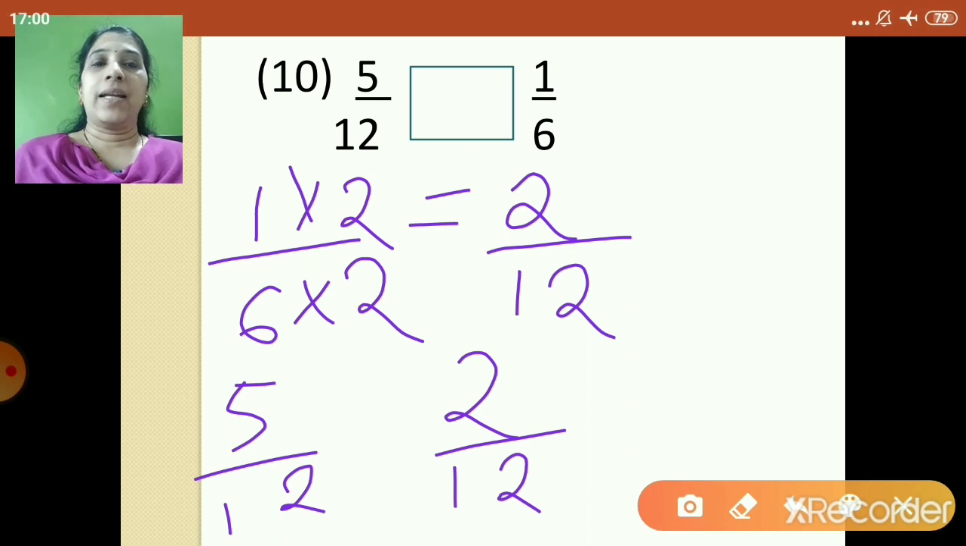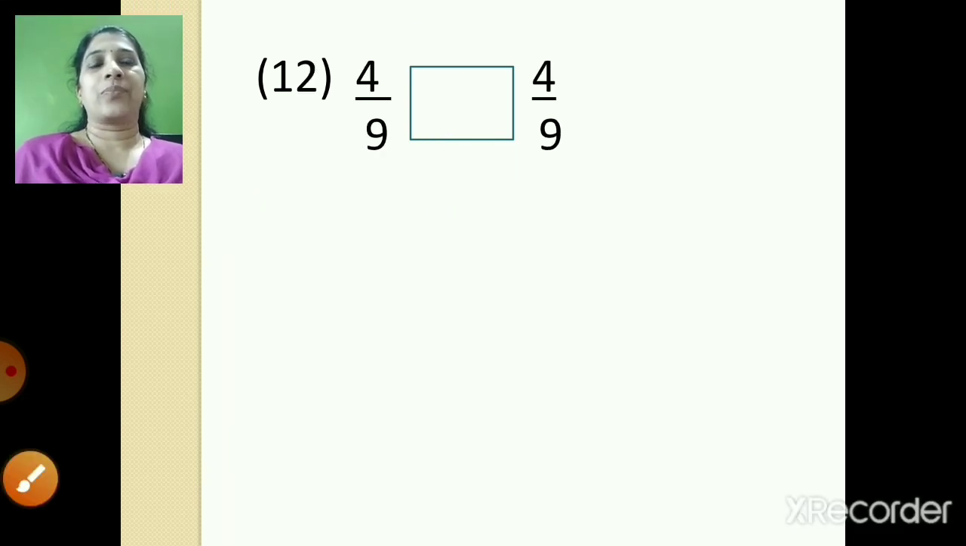We got it converted into like fraction. Now 5 is greater than 2. Right? So 5 upon 12 is greater than 2 upon 12. Therefore 5 upon 12 is greater than 1 upon 6. So right students, let's move to the next one.